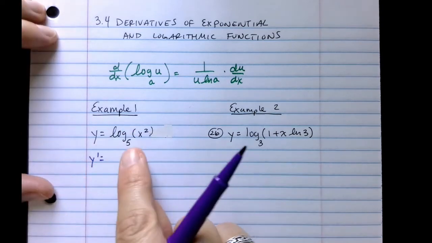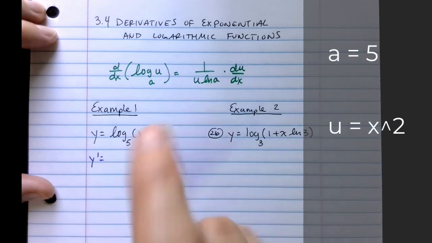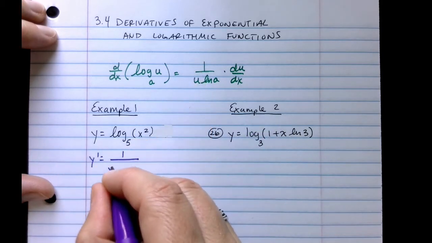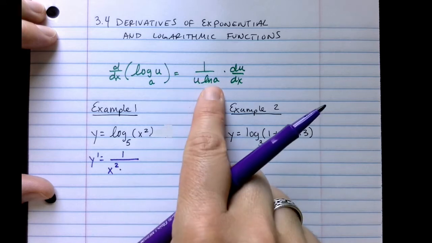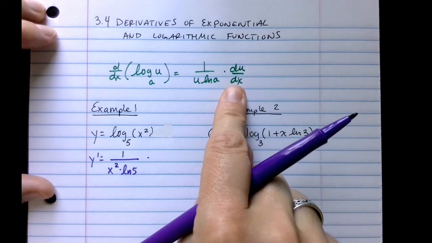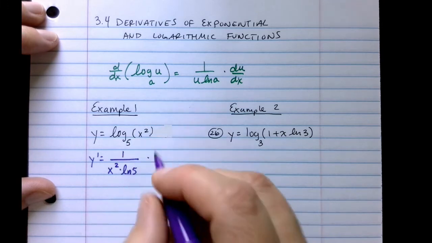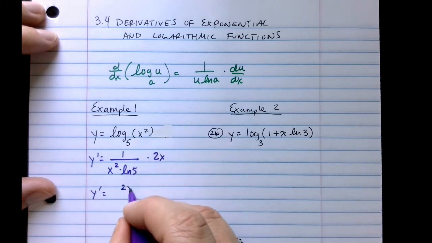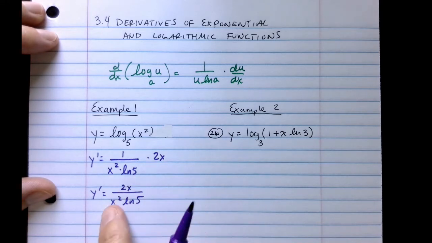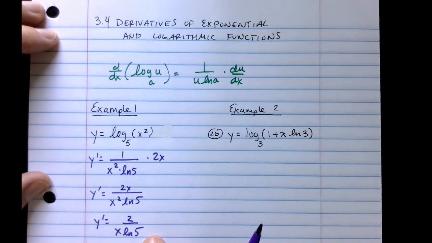So y prime is, in this case, a is going to be 5. My u is x squared. So I'm going to follow my rule here. It's going to be 1 over u, which is x squared, so 1 over what's inside my function, times the natural log of my base, in this case 5. And then I multiply that by the derivative of the inside. Well, inside is x squared, so the derivative of x squared using power rule is just 2x. So if I rewrite this, it would look like that. Notice the x's can simplify out, and this would be my final answer.